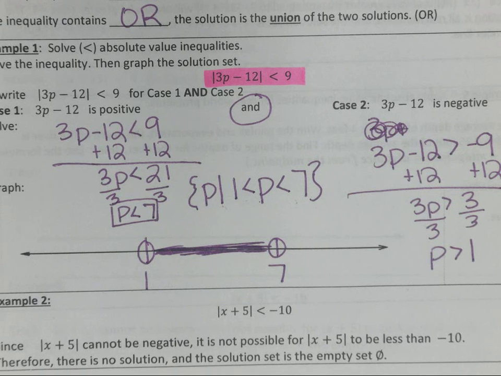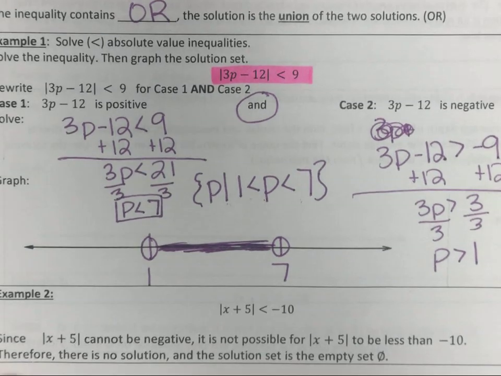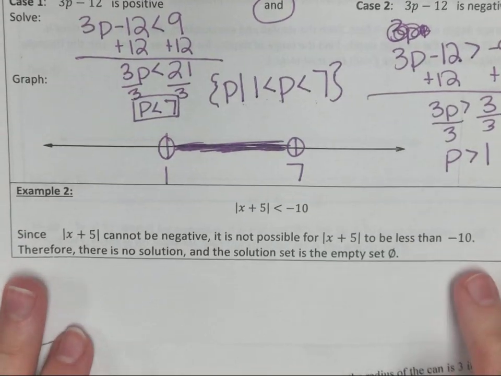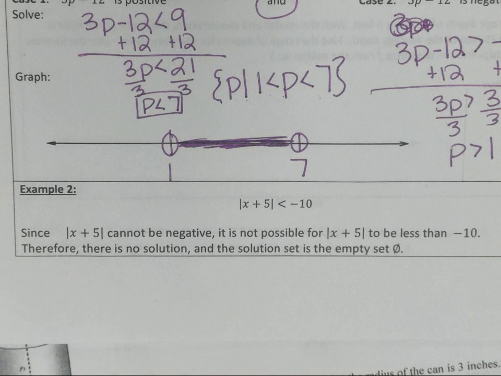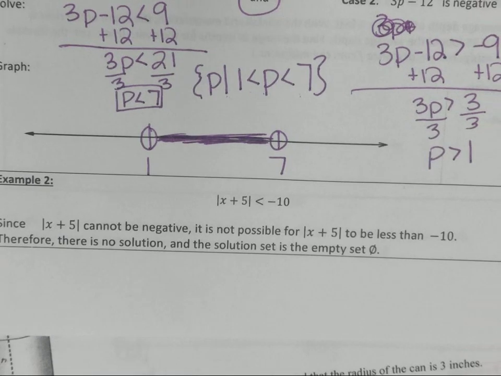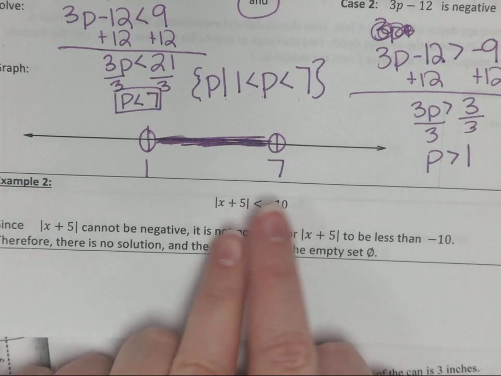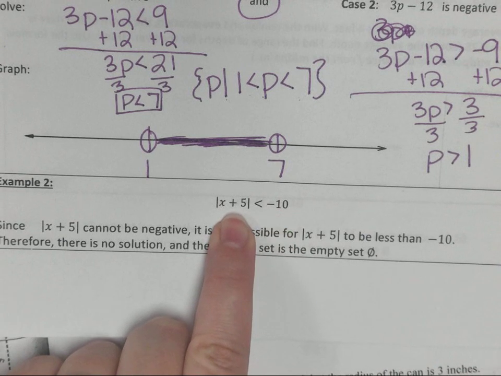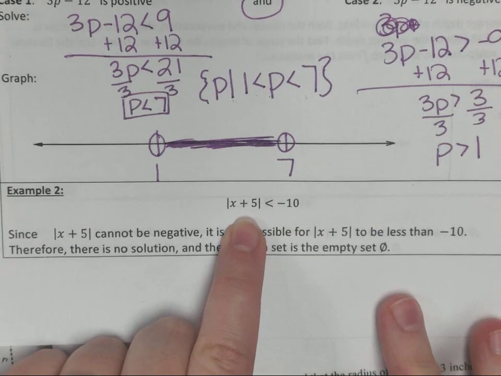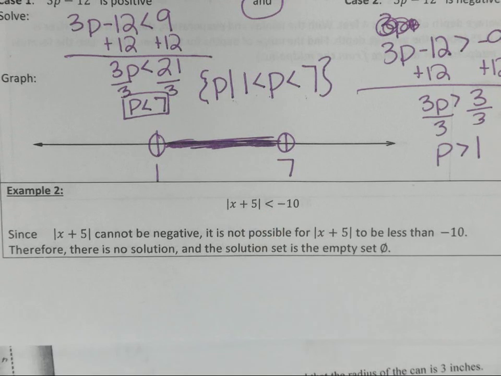Okay. All right, so example 2. Example 2 is a little weird. It's my favorite. There will be one of these on your test, and you guys will stress out about it, and then at the very end, once you come ask me a question and I'll shrug, then you'll be like, oh. Okay? So this says the absolute value of x plus 5 is less than negative 10.